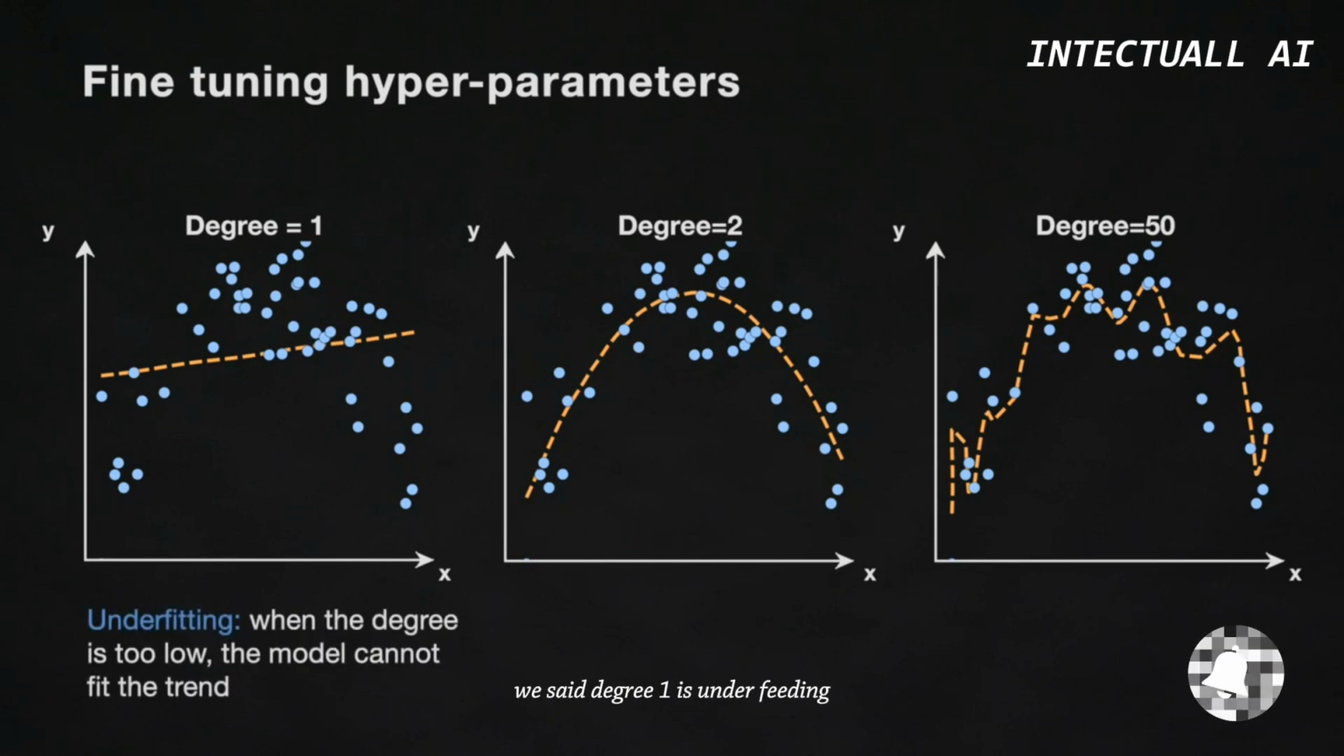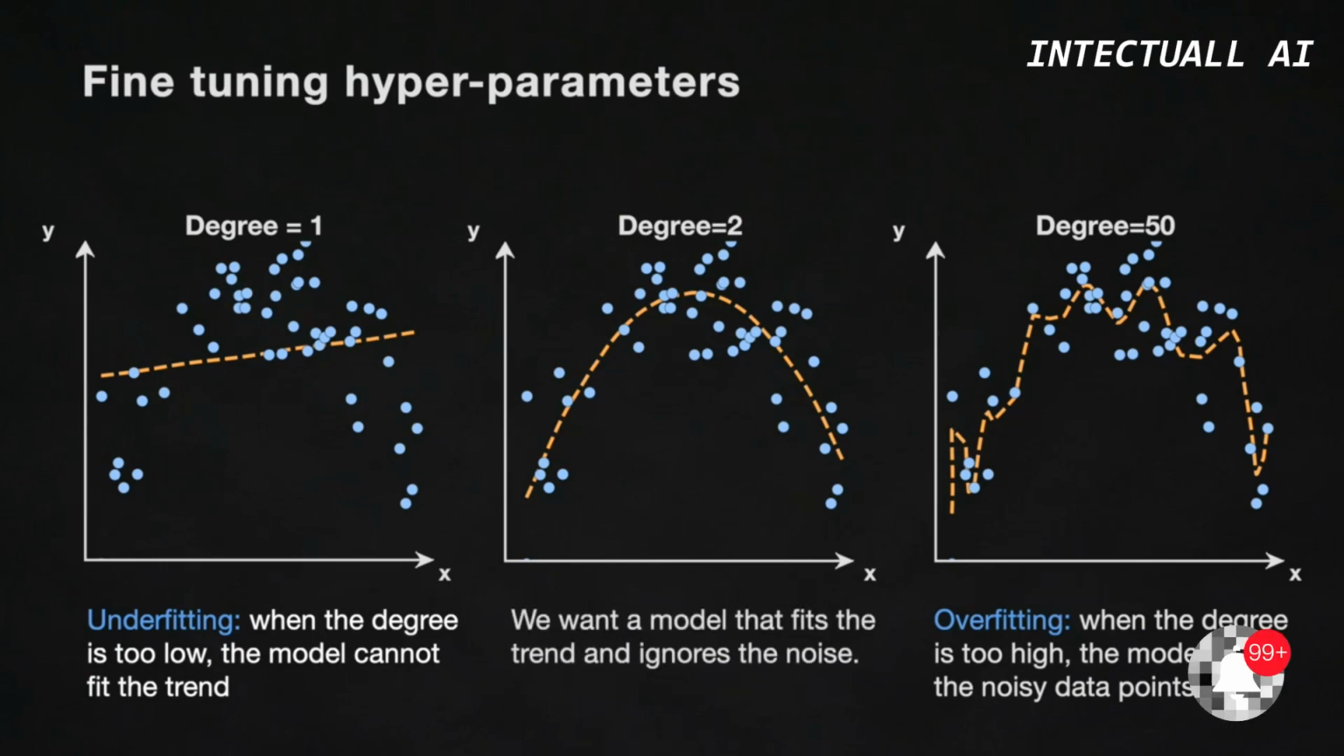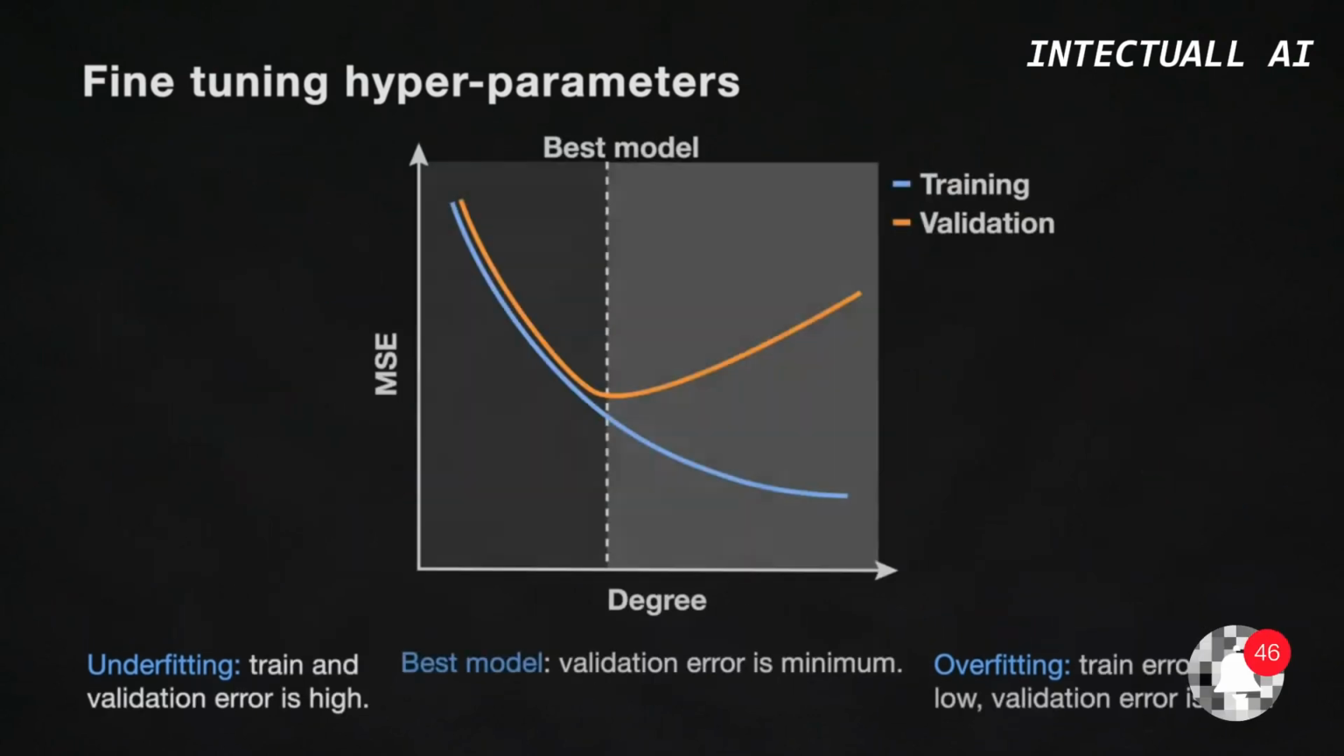We said degree 1 is underfitting, we said degree 50 is overfitting, and we said somewhere in between is what we want. To formalize this, we span all polynomial degrees and record the validation and train loss. On the left, we have the lower degree polynomials, and we see that the train and validation loss are high, but can improve by increasing the degree. We call this underfitting. On the right, we see that the train loss continues to decrease. However, the validation loss increases. We call this overfitting. We choose the degree that gives us the lowest validation loss.